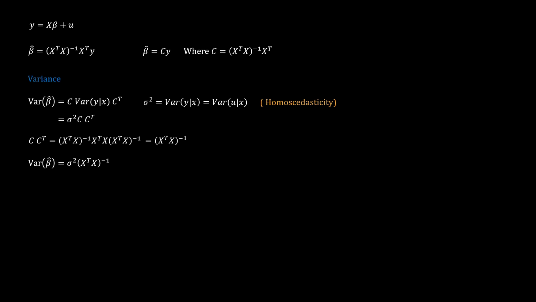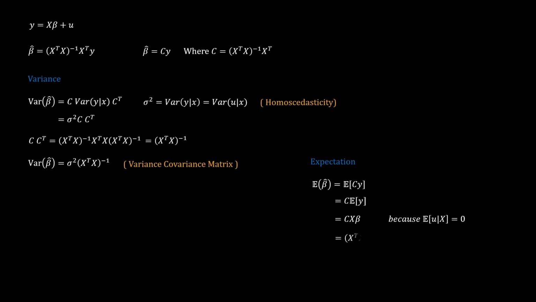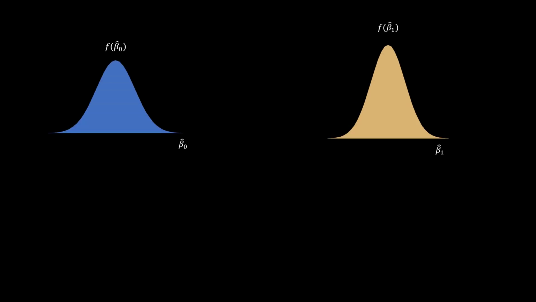We can now also derive the expectation of beta hat vector. And using the zero conditional mean assumption, we get the expectation same as the population parameter. We call this property unbiased. It means that the distribution of the estimates are centered at the population parameters.